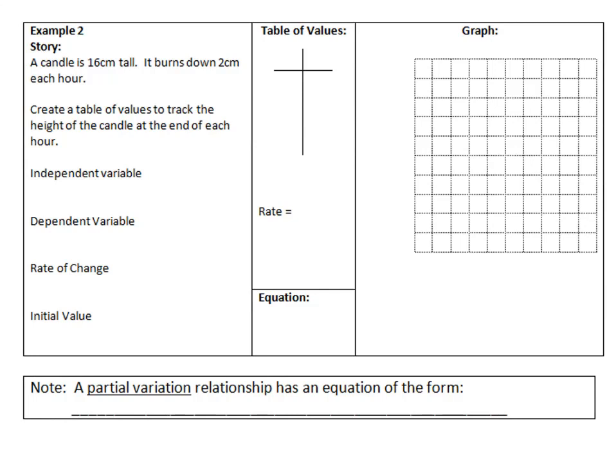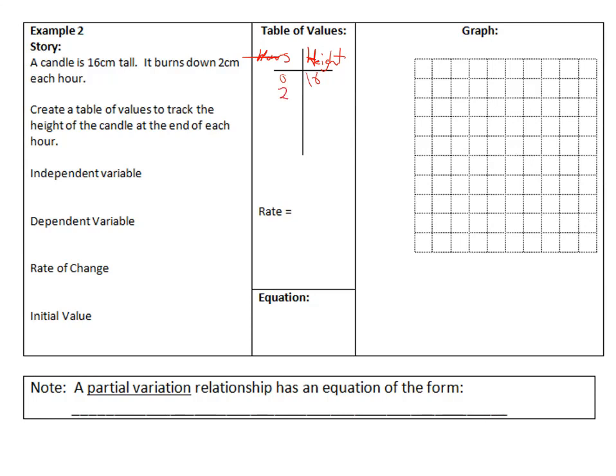In this case, we're going to track every 2 hours. So we're going to go by hours. And then the height, because the height's going to change depending on the hour, how many hours it's been burning. So if we have 0 hours, it's 16 centimeters, right? Remember that each hour it burns 2 centimeters down.